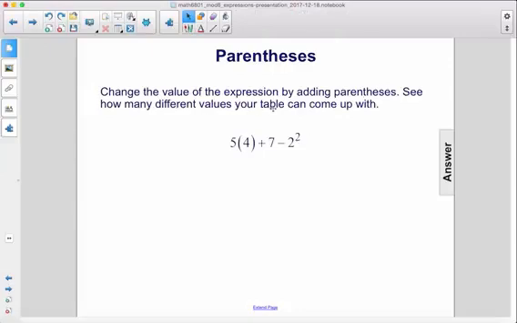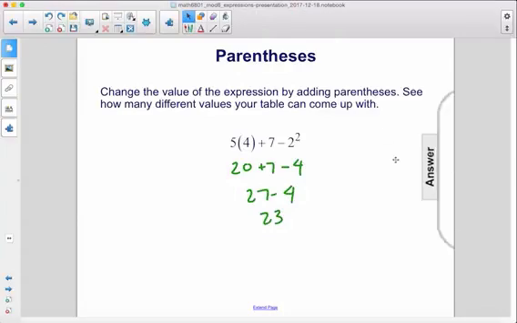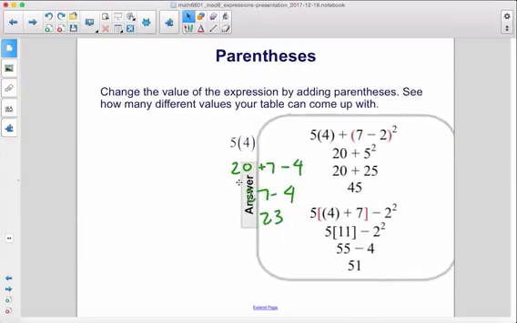Change the value of the expression by adding parentheses. See how many different values your table can come up with. Alright, well right now this is 20 plus 7 minus 4, so that is 27 minus 4, which is 23. But if we add some parentheses, here's 2 other ways to do it.